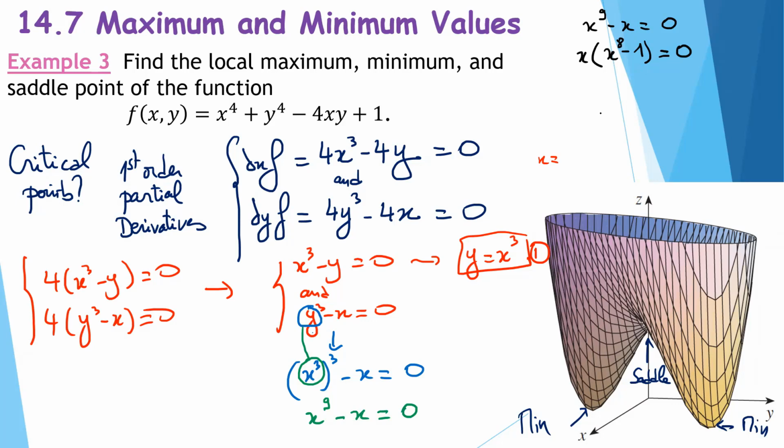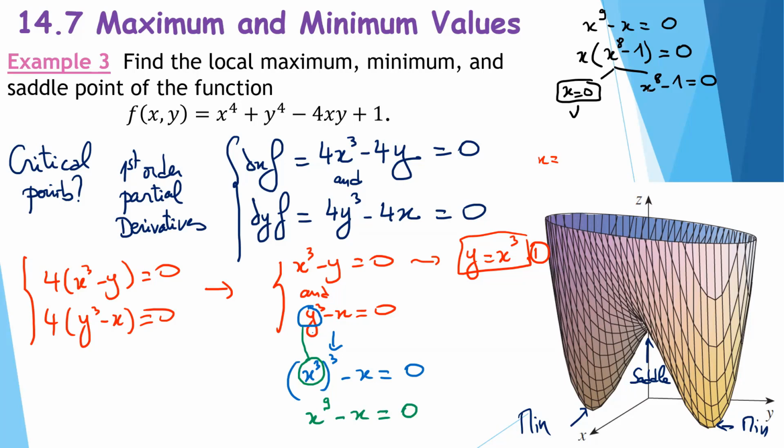The x outside goes with the zero. Product equal zero means x equals zero or x to the power 8 minus 1 equals 0. Okay, so we have one solution here. Now how to solve x^8 minus 1 equals 0. It becomes x^8 equals 1, then take the 8th root.